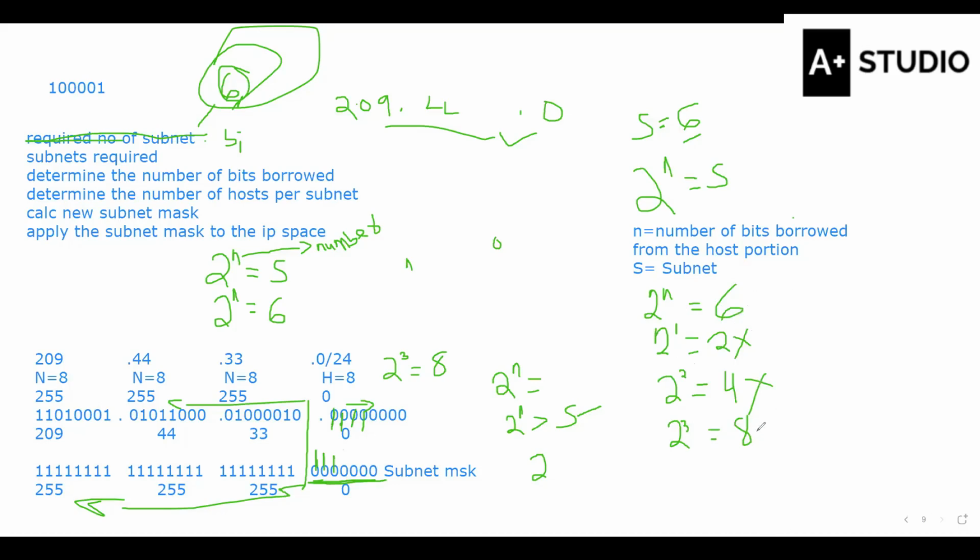It is though more than 6. You see, we can't take this. We can't take to the power 4. Okay. That is 16. Otherwise, we'll waste the IP address. It is far from 6. But 8 is more than 6, but closer to 6.